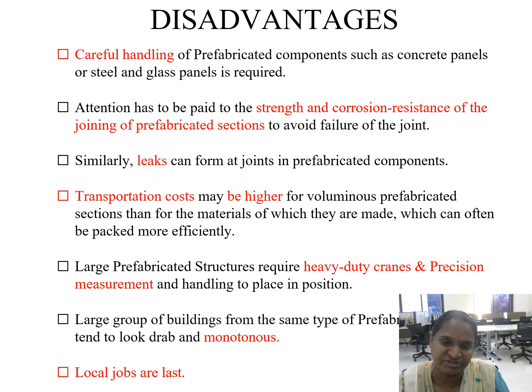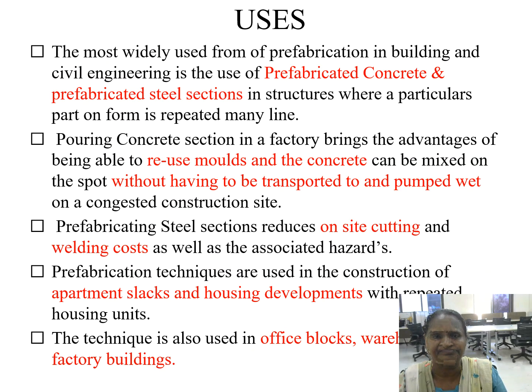Large prefabricated structures require heavy duty cranes and precision in handling to be placed in position. Large groups of buildings from the same type of prefabrication tend to look drab and monotonous. Local jobs are lost. So because of that, the local jobs can be lost.